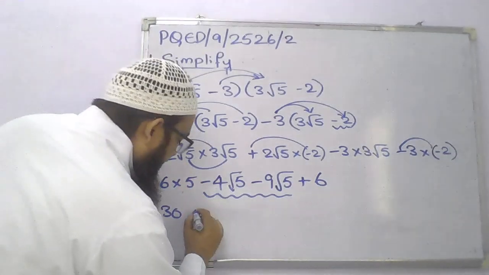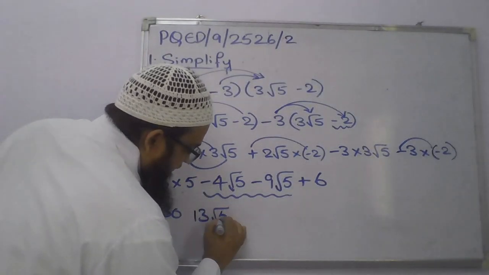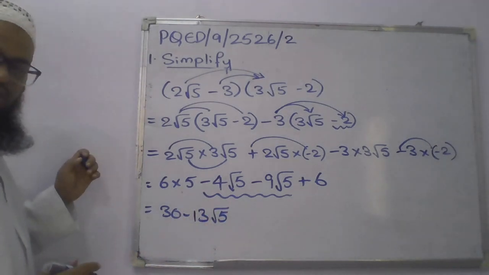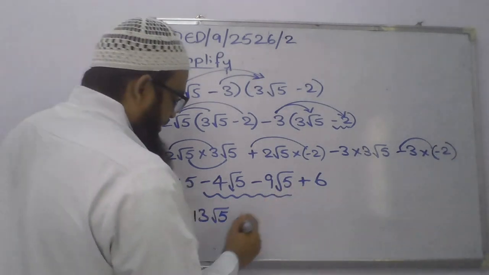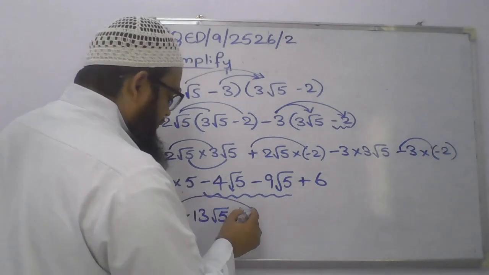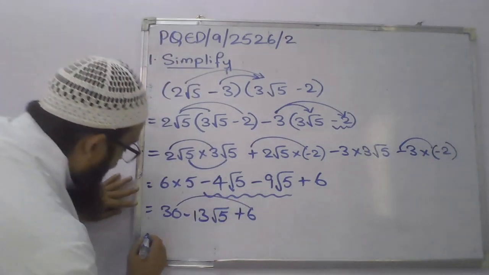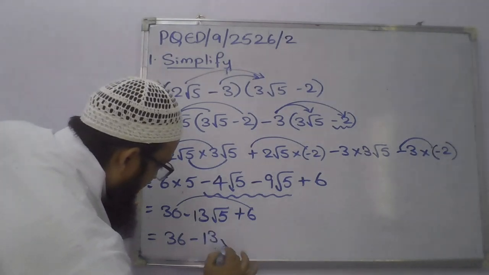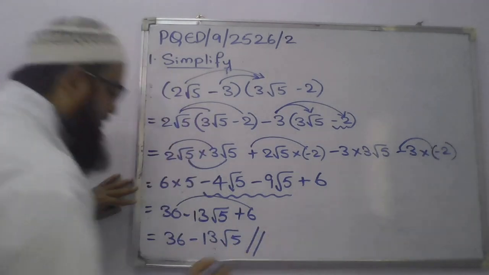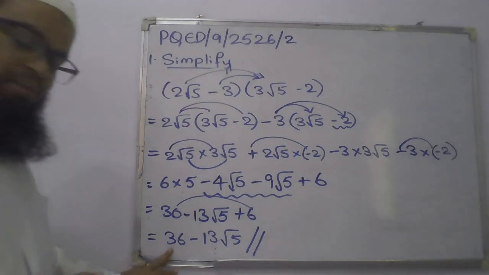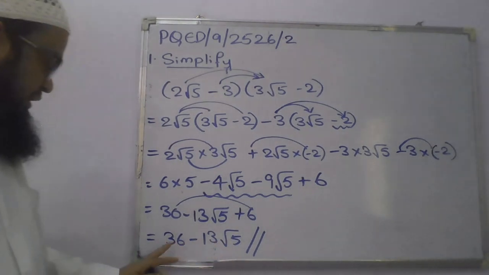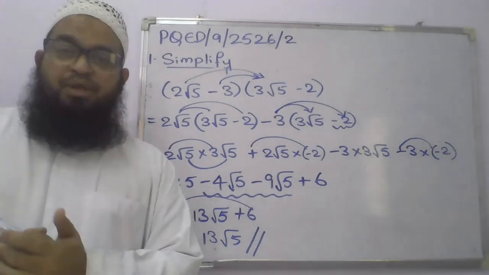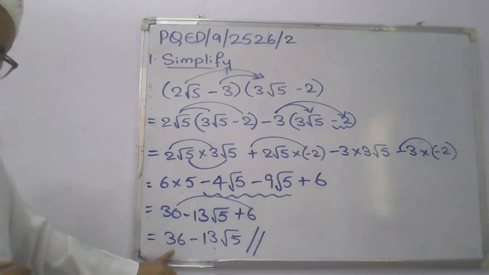So 13 birds. Birds means root 5 we have taken. And what is the common sign? Minus. So minus 13 root 5 is the answer. Plus 6. And you have these both as constants, whole numbers. 30 plus 6 is 36 minus 13 root 5. Now you cannot simplify anything because this is a whole number and this is an irrational number. This is rational and irrational. You cannot add rational and irrational directly. So therefore, this is the simplified answer.